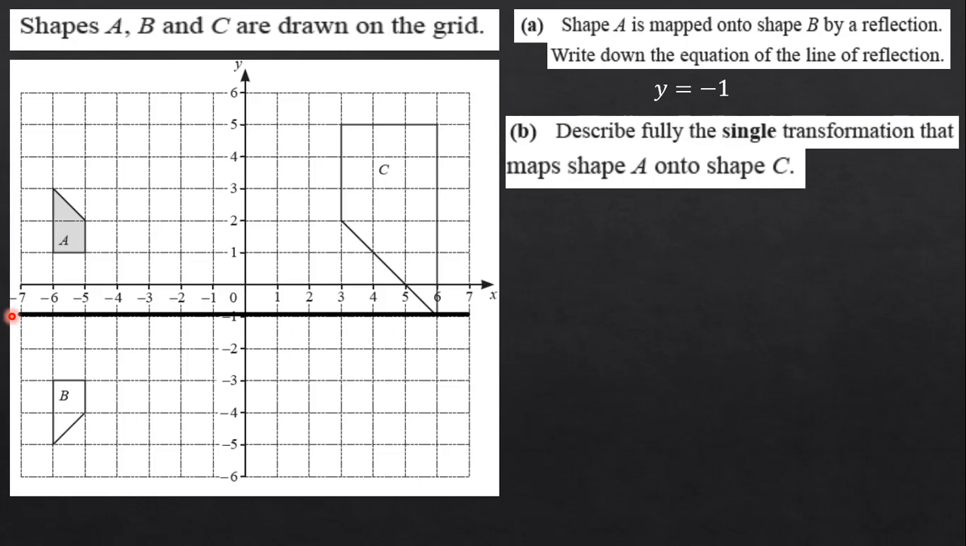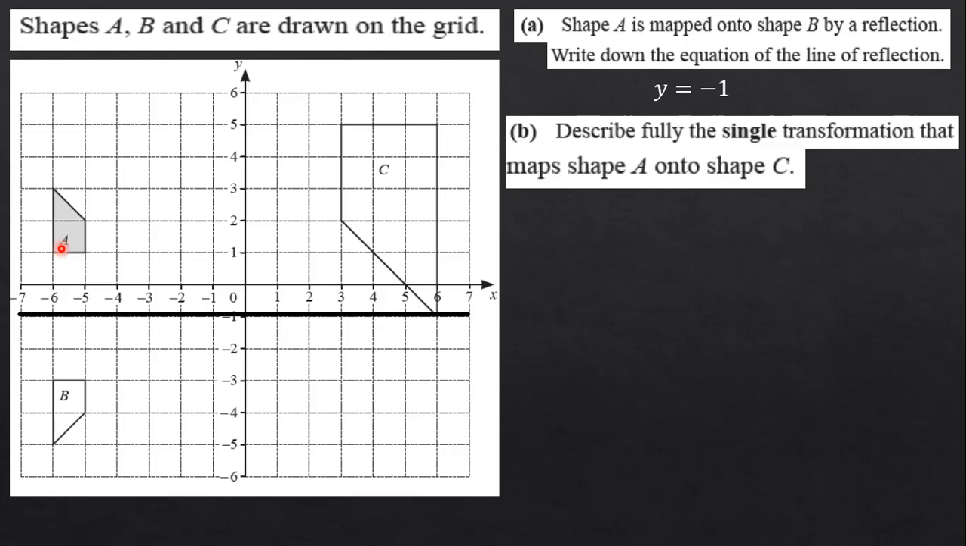In part B, students, you have to describe fully the single transformation that maps the shape A onto the shape C. And you can see it clearly, A is not preserving its shape and size, and the only transformation that does not preserve shape and size is enlargement in our course.